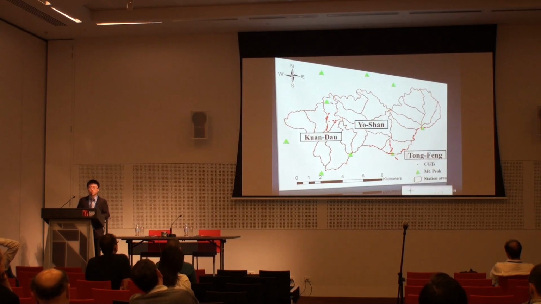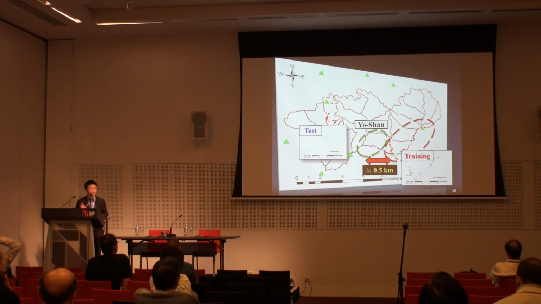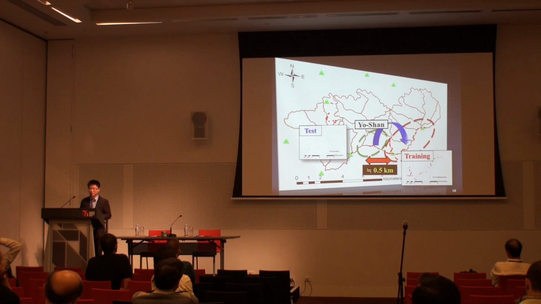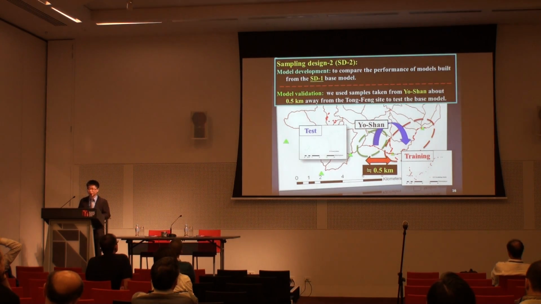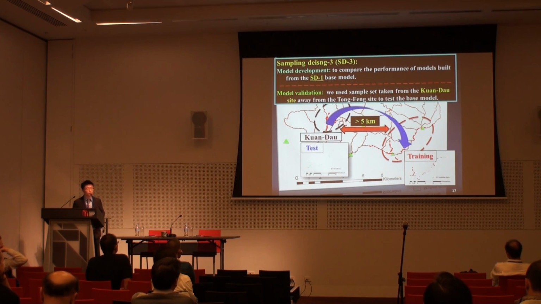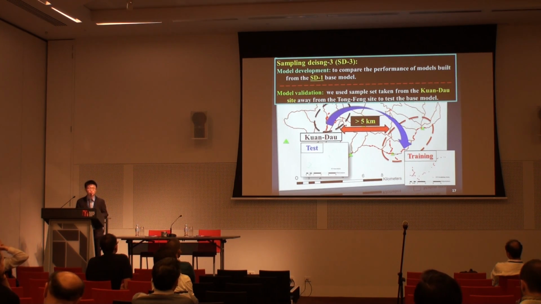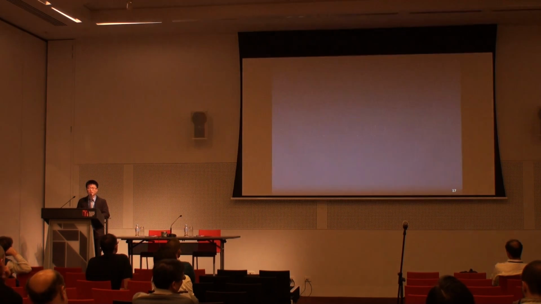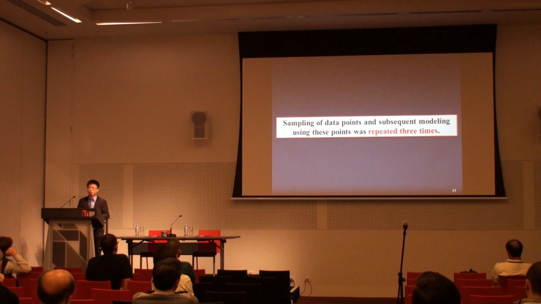In the second design, we use the same Dongfeng sample for model development, and the test data taken from the Yousheng site for model validation. For the third one, we keep the same Dongfeng-based model for model development, while the test data comes from the Guandao site for model validation. This is a series of designs to detect the relationship between different spatial scales and model performance. That process is repeated 3 times to get the mean value and ensure model robustness.